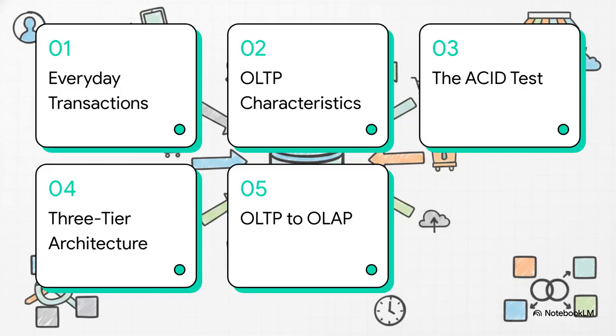Here's our roadmap for today. We'll start with the engine of everyday transactions, look at the core characteristics of OLTP, explain the ACID test, break down the three-tier architecture, and finally, look at the journey from OLTP to OLAP.